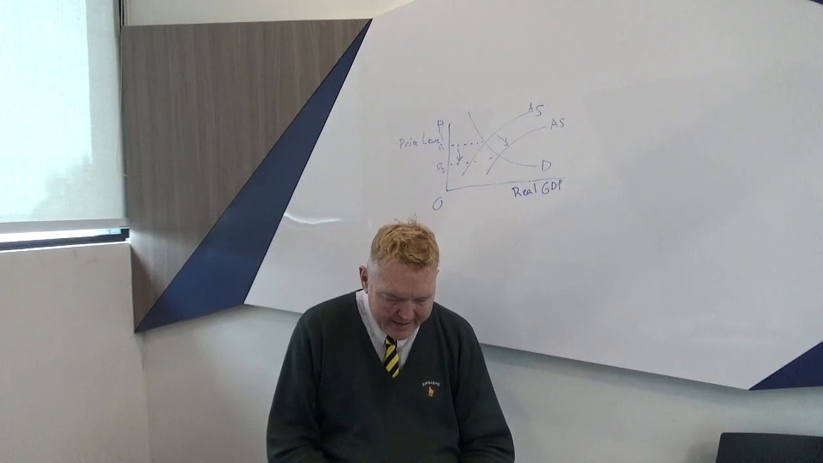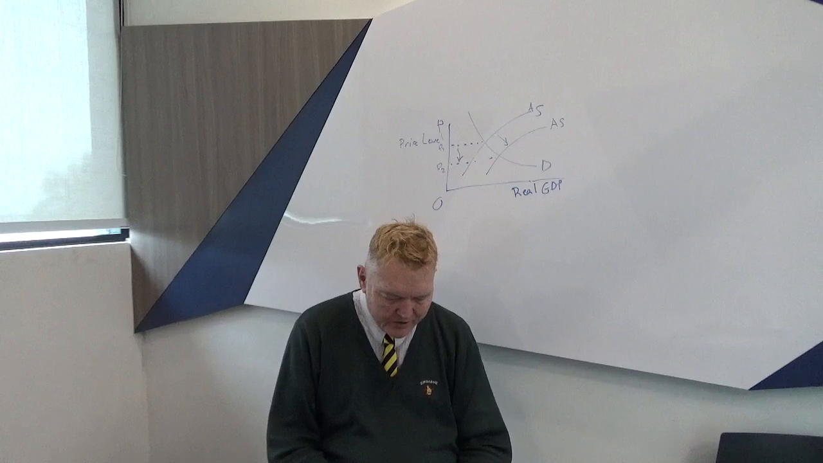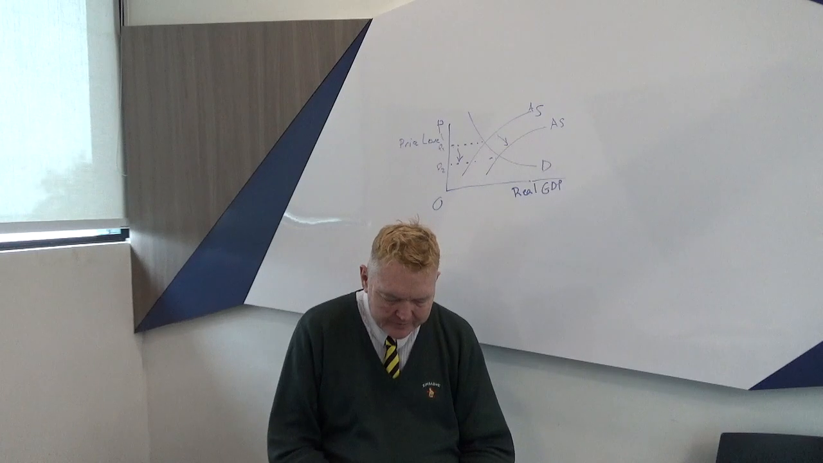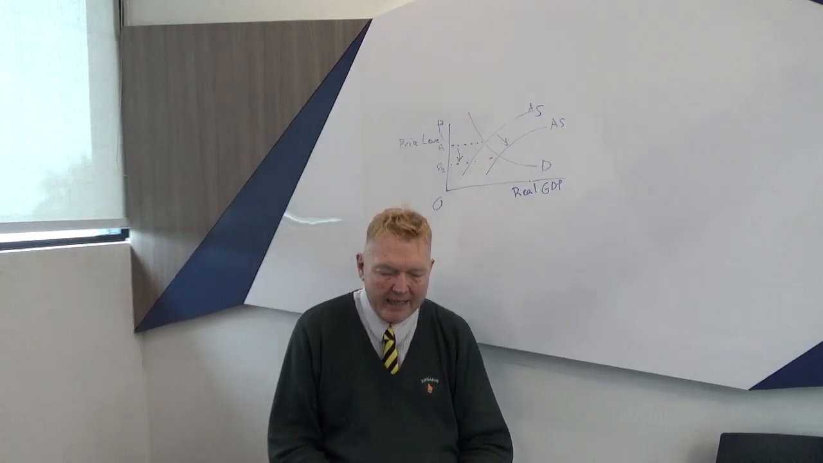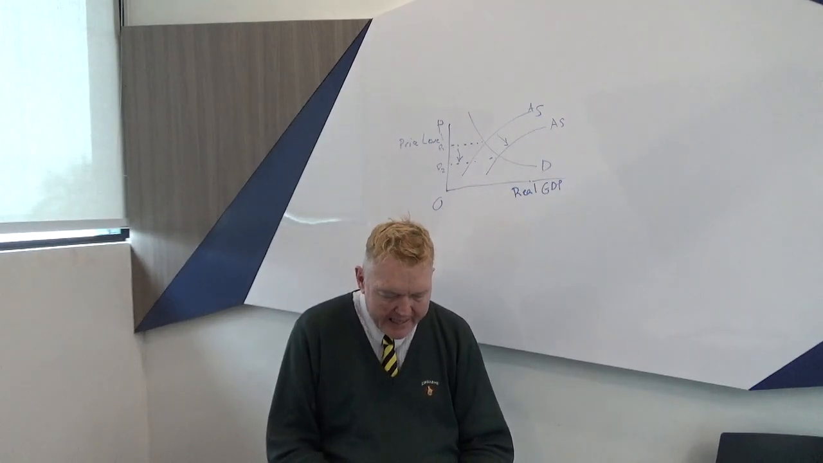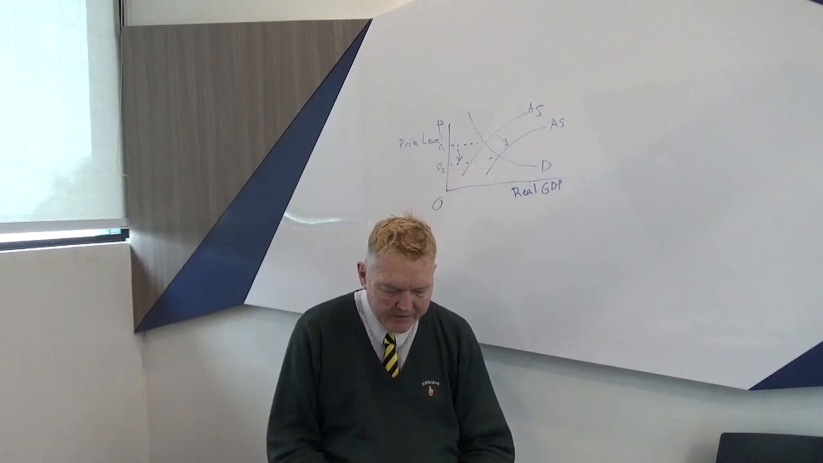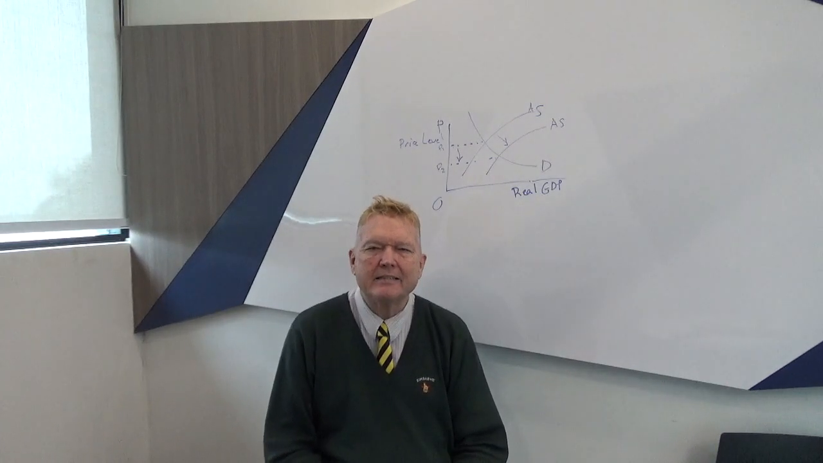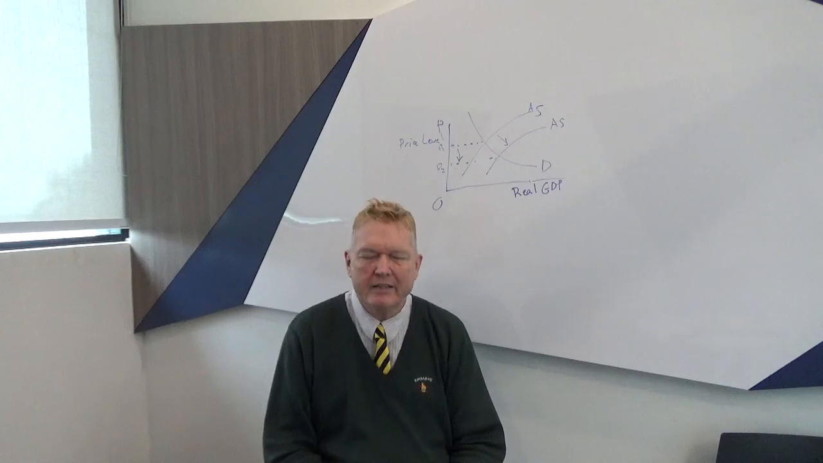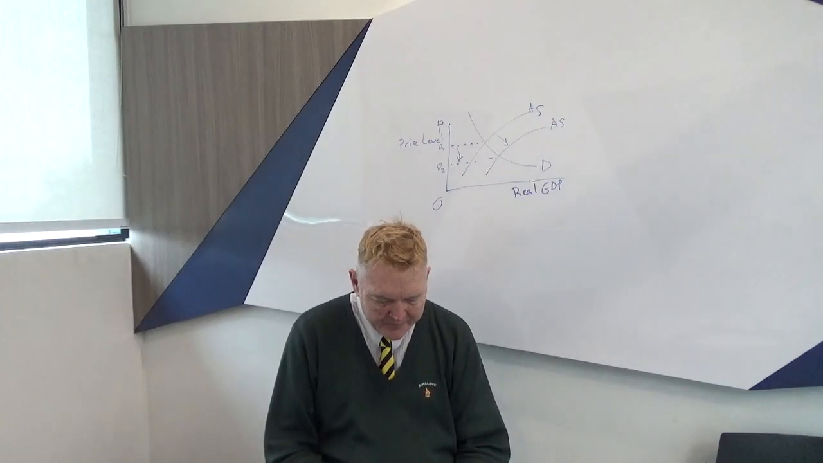AD and AS, okay, we talked about that already. The short run, the long run, the shape of the aggregate demand curve, what it means to be in equilibrium, shifts in aggregate demand and aggregate supply, the Keynesian view versus the monetarist view. That's pretty important, okay? So how do Keynesians see macroeconomics differently than monetarists?